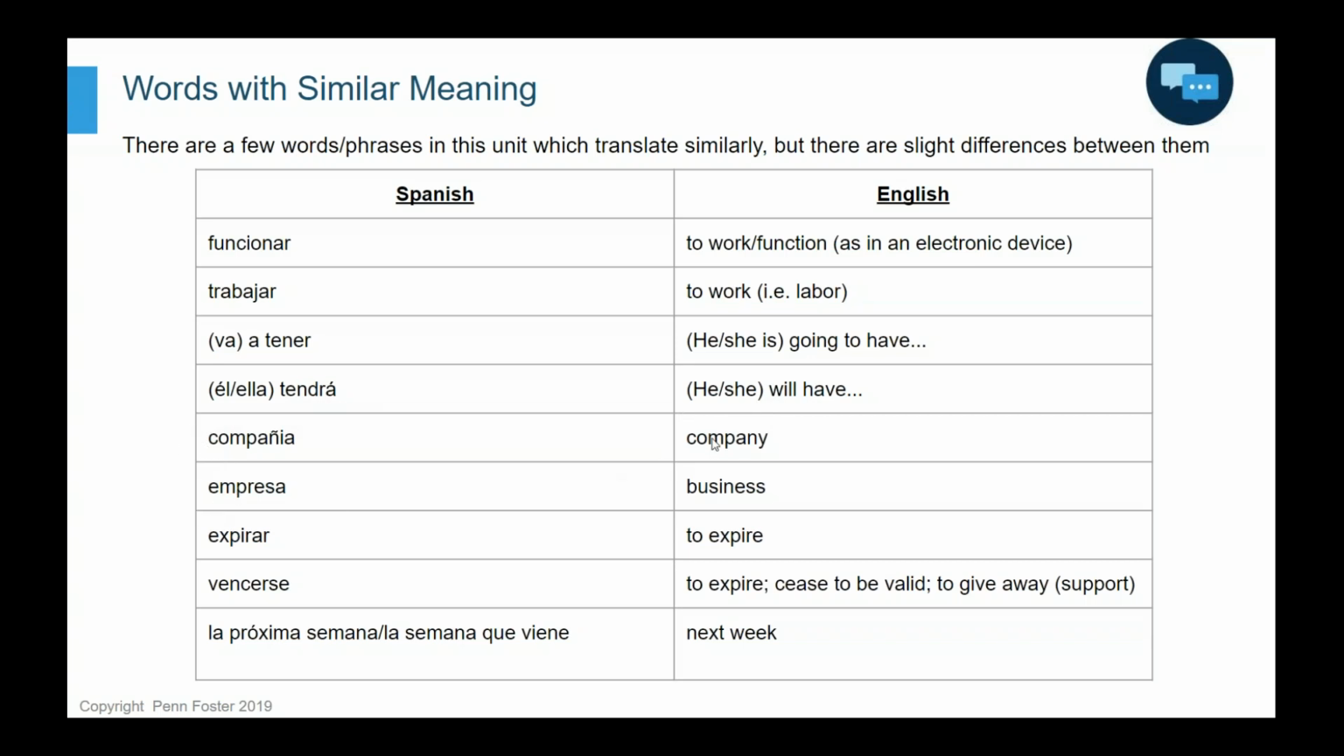Compañía and empresa, company and business, they are similar, but obviously we have two different words in English to express that. Expirar and vencerse, expirar to expire, meaning possibly death, versus vencerse to expire as in coming to be invalid or to give away. And then finally, la próxima semana or la semana que viene, two different ways of how to express next week.